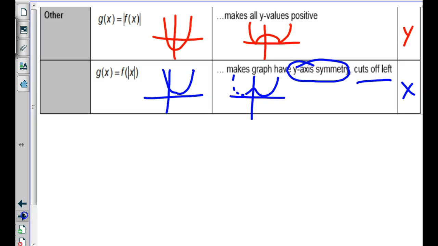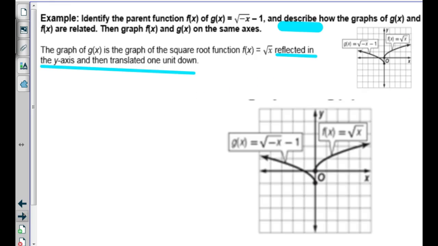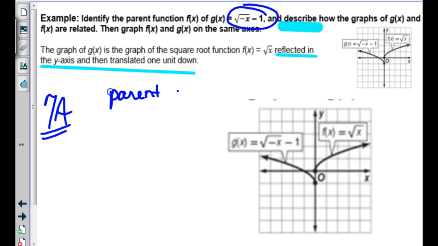So now we get to try to sketch some of these. All right, so this is the words. Do you have this example at the top, I think, of 7A? Is that right? Okay. It says identify the parent function. Well, the parent function of this would just be the square root graph, right? Which looks like this.